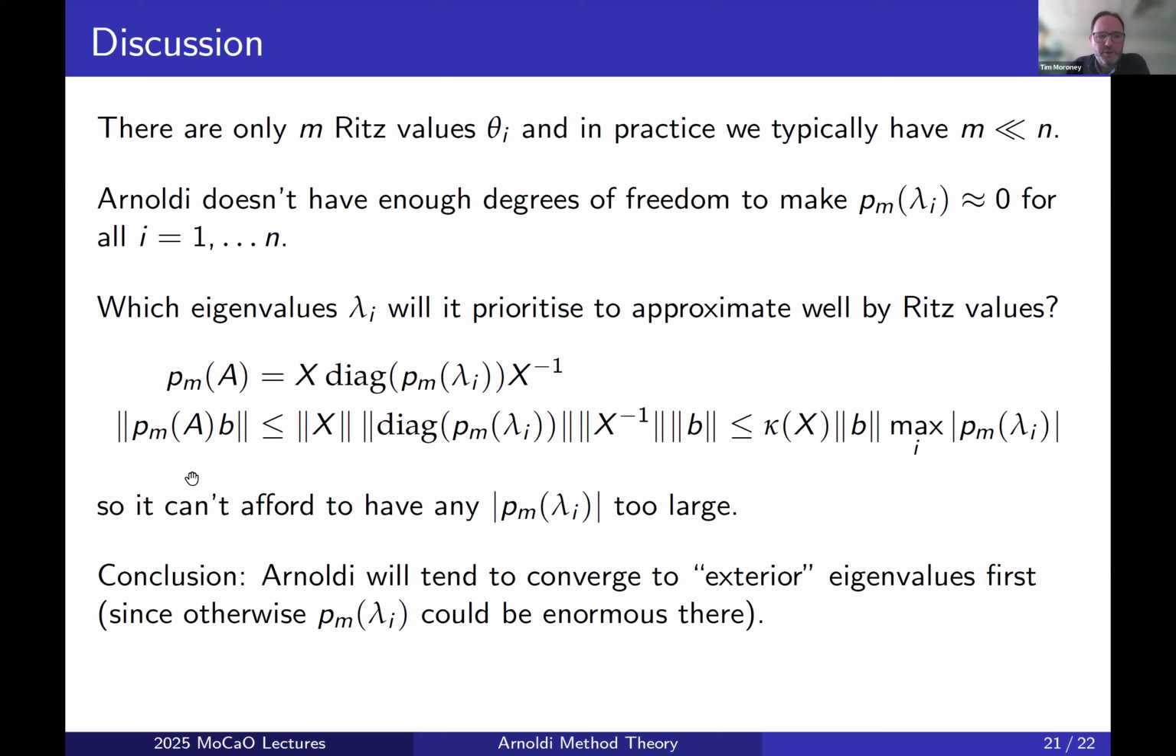Think of it like this. The norm of this is controlled by the norms of the matrix of eigenvectors, but that is what it is. And then all of these values Pm of lambda i. If any one of these is large, that's bad. So the method can't afford to have any one of these eigenvalues too large. If you know anything about polynomials, they explode. If you take the domain of the polynomial too far out, it's going to go to infinity. So it has to make sure this polynomial is small around the exterior so that it doesn't get overly penalized by these exterior eigenvalues.